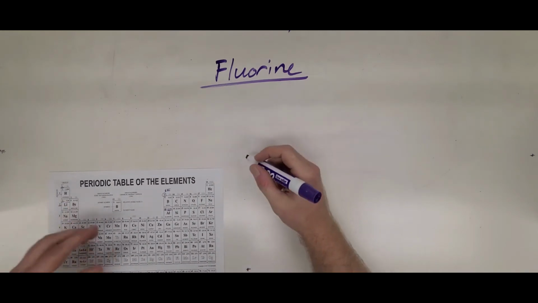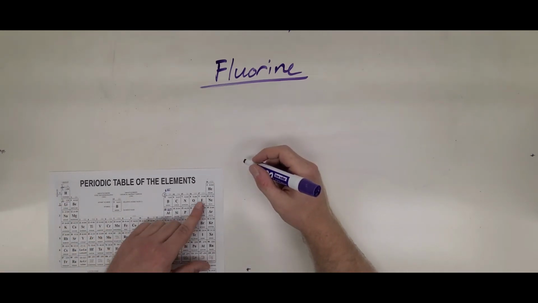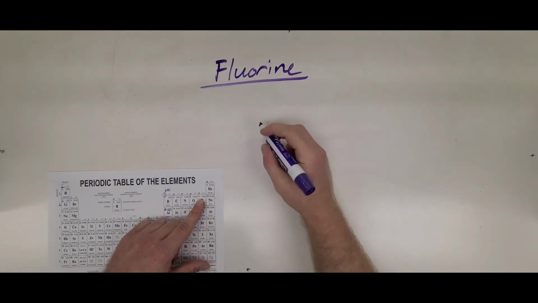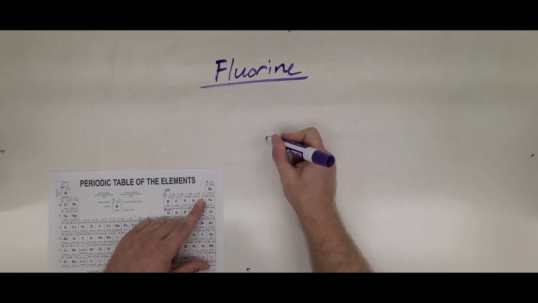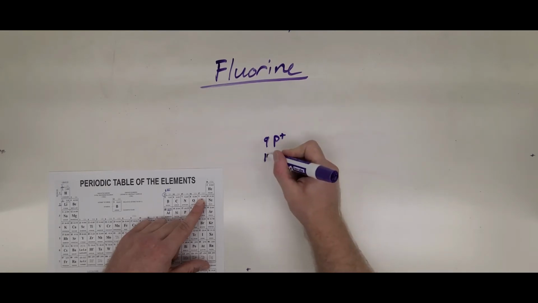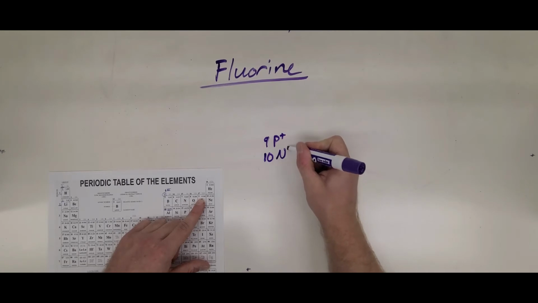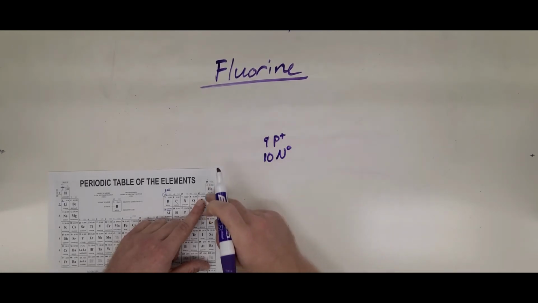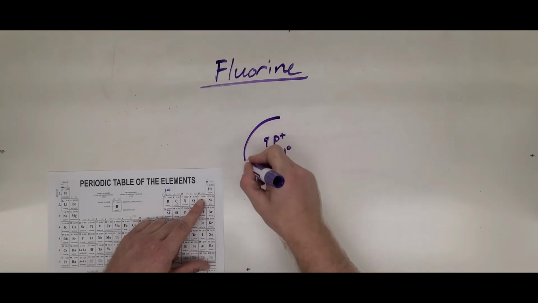Okay, we'll draw it out really quick here. To save time, I'm just going to write out the numbers. This is going to have 9 protons and 10 neutrons. I'll put a 0 there so we know it has a net charge of 0. And it's going to have 2 energy levels in the first one here.